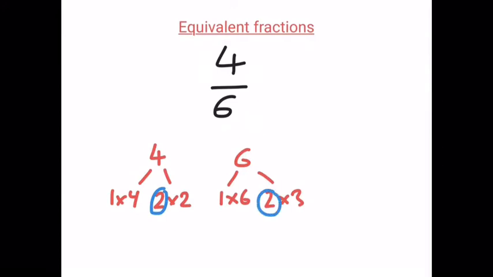So what does that mean? Well, that means we can divide the numerator by 2 and we can divide the denominator by 2. Because a very simple rule is you must always remember that whatever you do to the numerator, you must also do to the denominator. Alright, so now that we've found a common factor, we know 4 divided by 2 is 2, and then 6 divided by 2 is 3. And we've simplified 4/6 by finding a common factor.